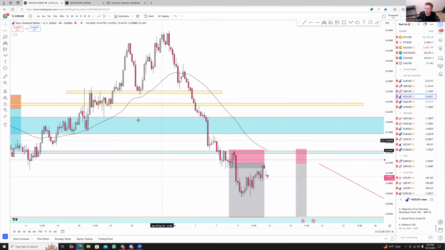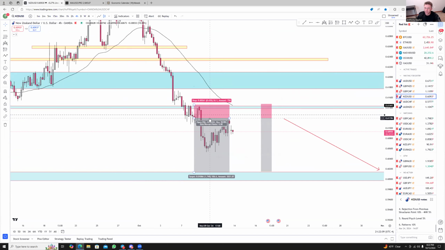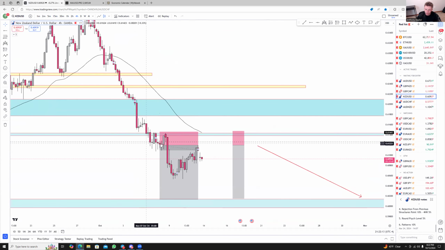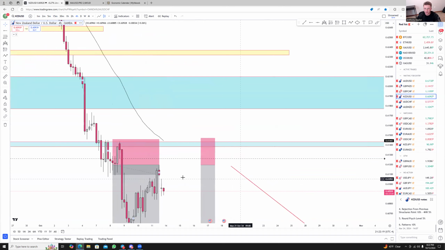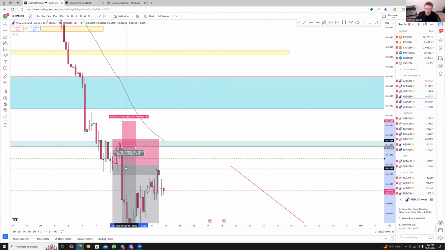NZD USD. All right, guys. Well, last week, we took this trade. As you can see, here is our entry last week. It almost wicked us out. We got in late on this trade, and that is dangerous because look what happened. Look how close it came. In reality, we should have taken this trade right here.